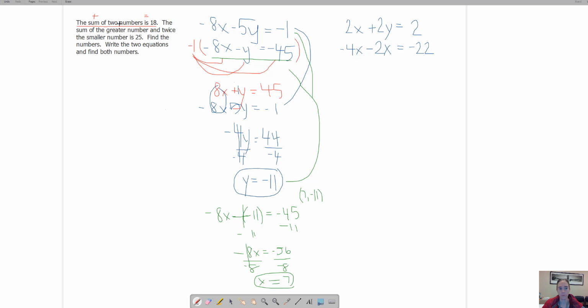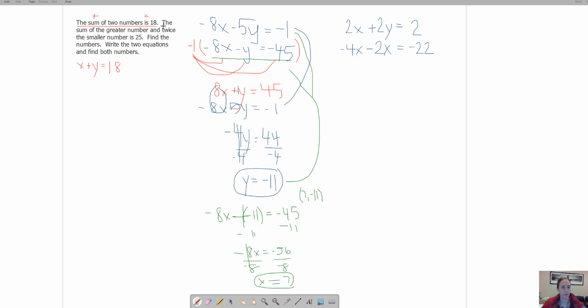Okay, and it doesn't tell us what the numbers are. So those are where your variables will be. So we have two different numbers. So I'm going to have my first number be x. If I add that to my second number, then that's going to equal 18. So whatever those two numbers are, they add up to be 18. Okay, so that's what that first sentence means.